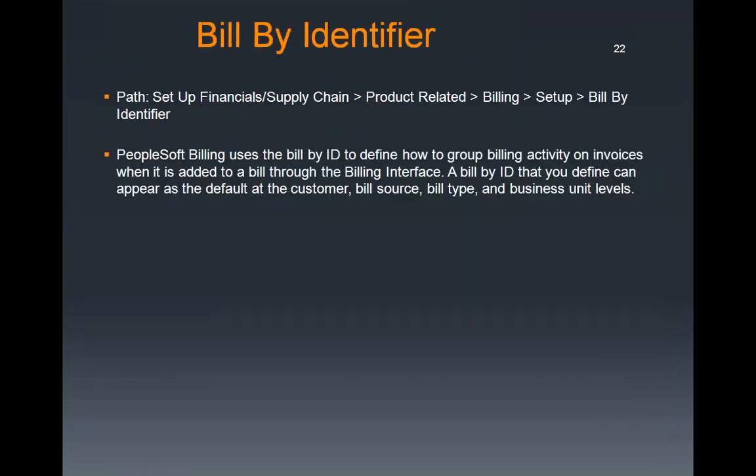Bill by identifier. The bill by identifier means, for example, this is mainly used for how the bills, the invoice IDs, are created. For example, consider in the file you are getting 20 invoices: 10 for 2 customers, and 10 invoices for the other 2 customers.